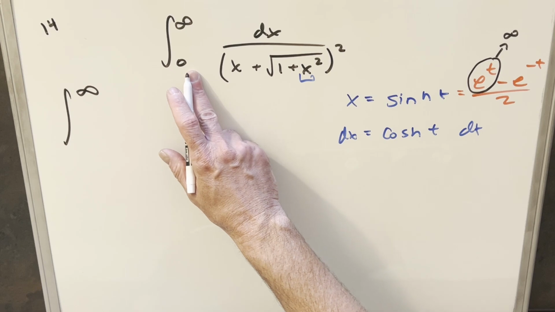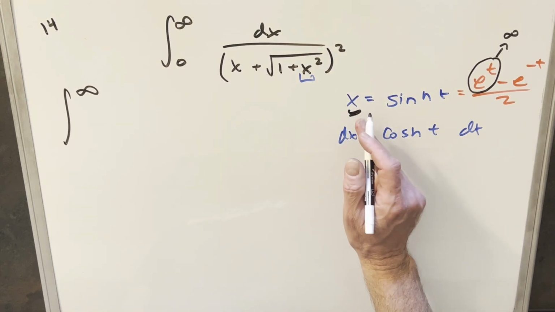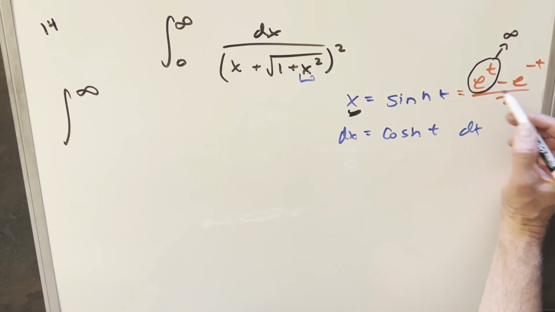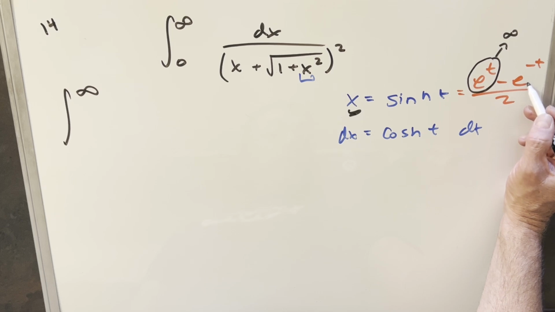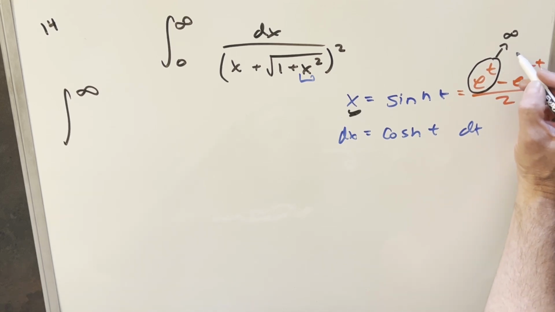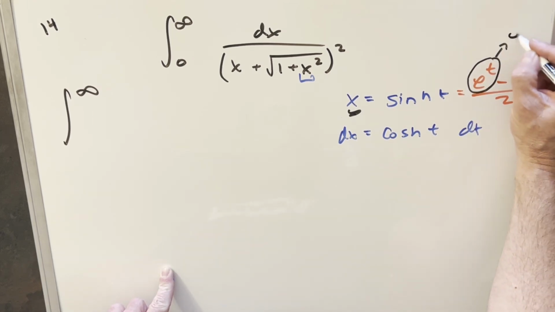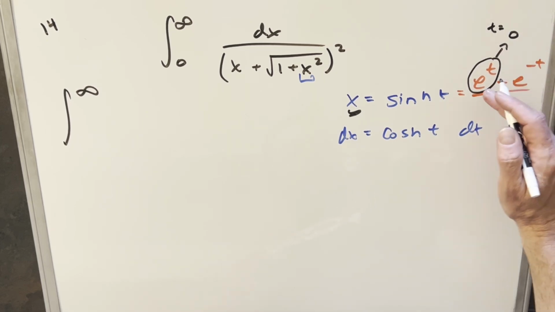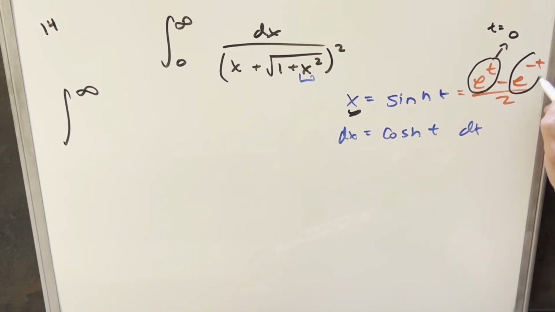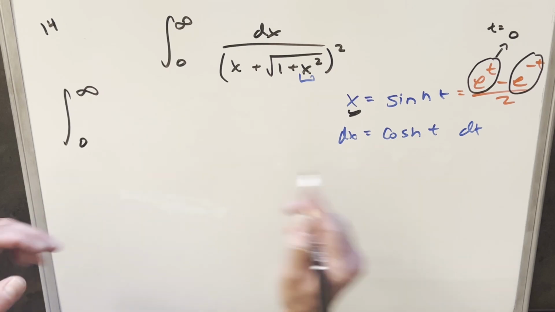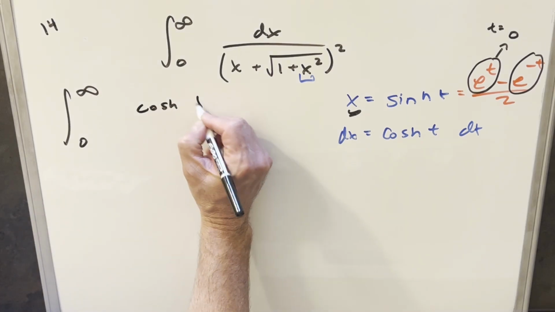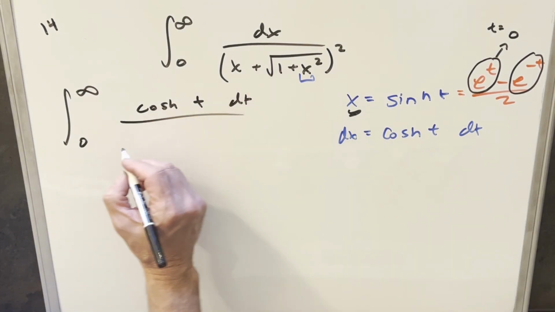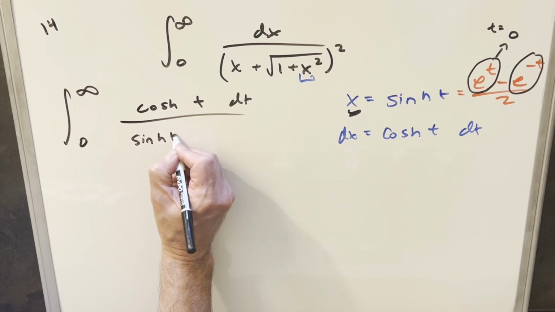Then evaluating at 0, we're saying x is going to be 0. That's going to happen when e to the t is equal to e to the minus t. Sorry, I mean to say this is when t equals 0, because when t is 0, this is 1, but this term here is also 1, and then we get 0 in the numerator, so t equals 0 is going to work there. Now for our dx value, we'll write in this cosh t dt. Then x is going to be sinh of t.